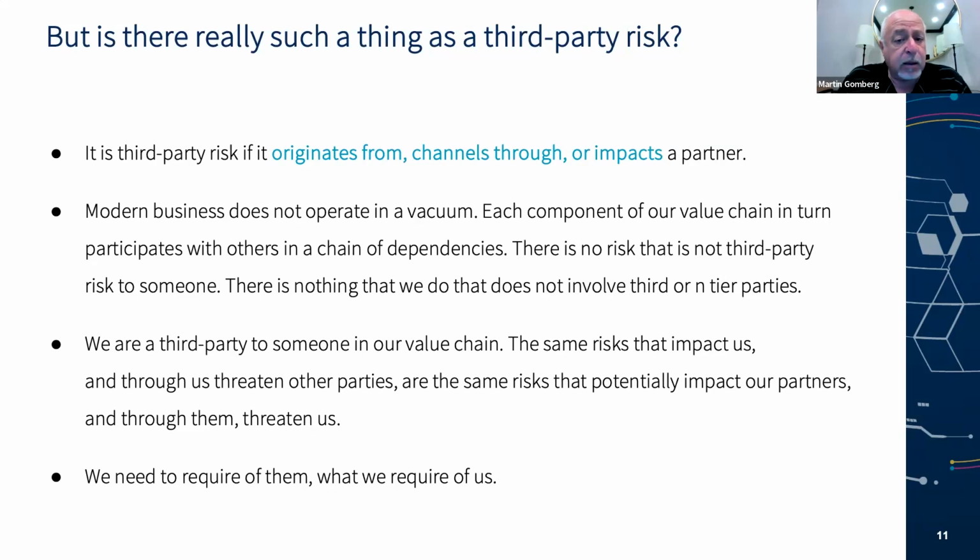If they impact the relationship between our parties, if they impact the confidence of our clients because of that relationship, any of these kinds of things reflect as third-party risk. So third-party risk is a lot of things to get our arms around.